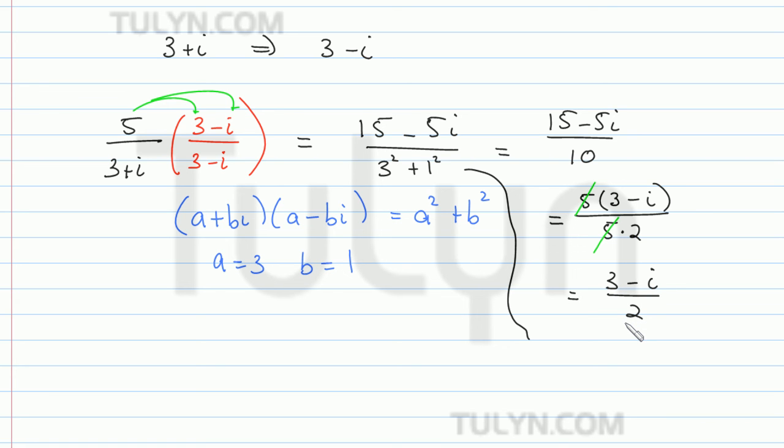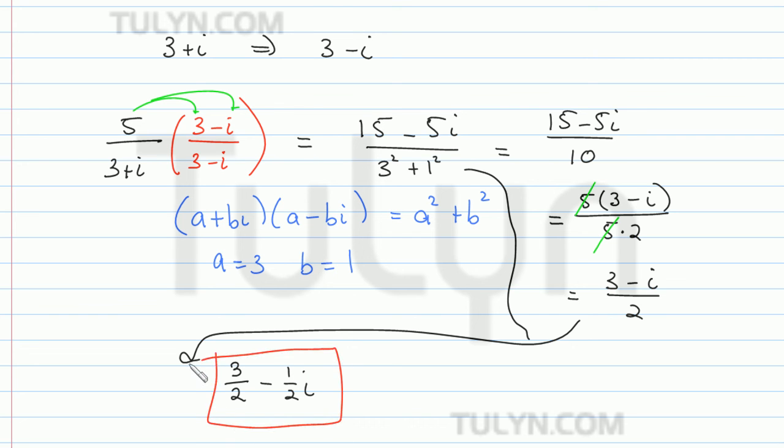But we want to write it in a plus bi form. So a plus bi form just means basically we just split up that denominator. So this is going to be 3 halves minus 1 half i. And that is our final answer.